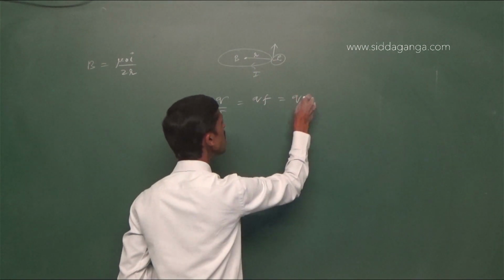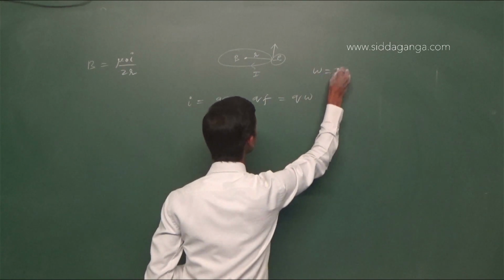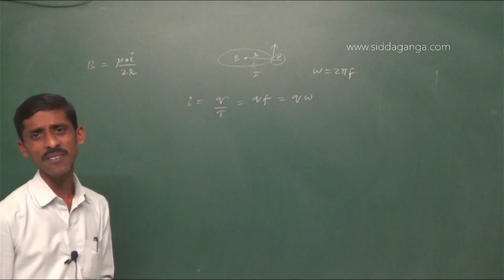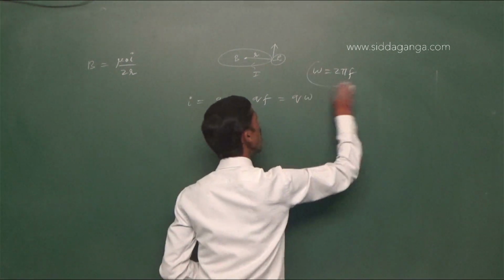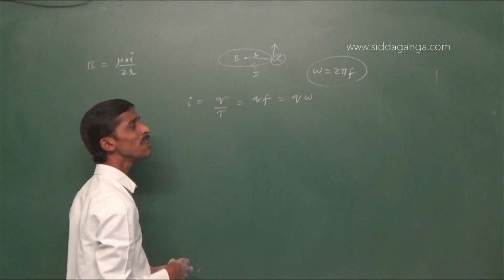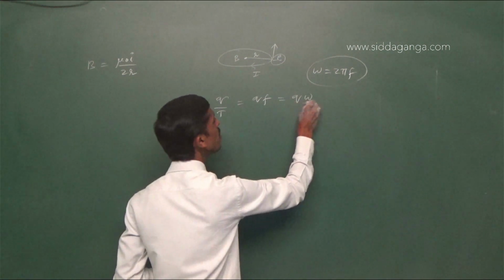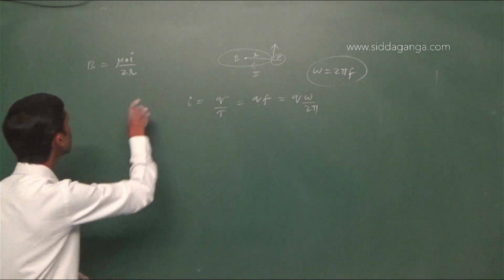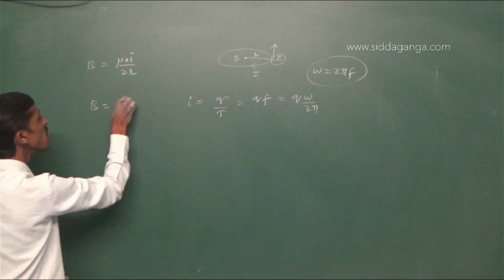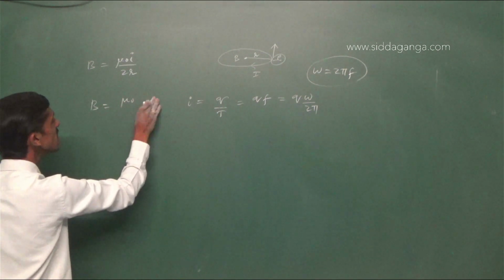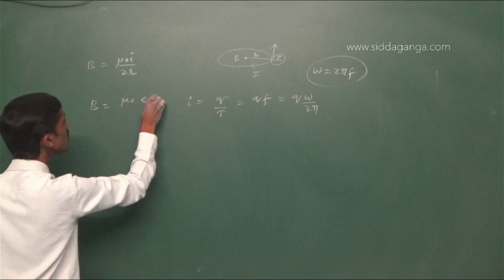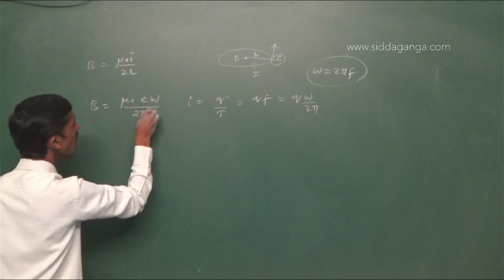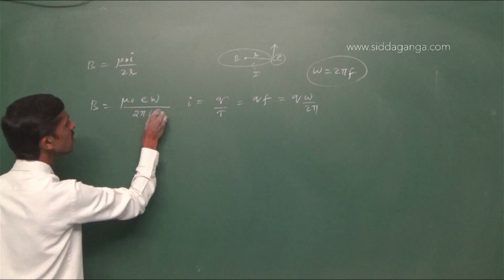Frequency, in terms of angular frequency, omega is equal to 2 pi f. So in place of f we can write omega by 2 pi. Or if you put that, B is equal to mu naught q, that is the electron charge e, into omega, sorry, mu naught e omega by 2 pi. Already here r is there, 2r.